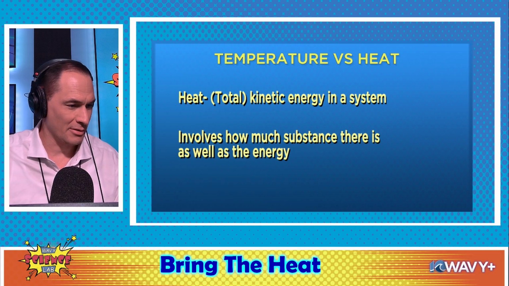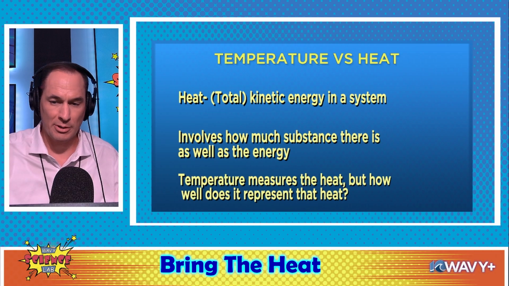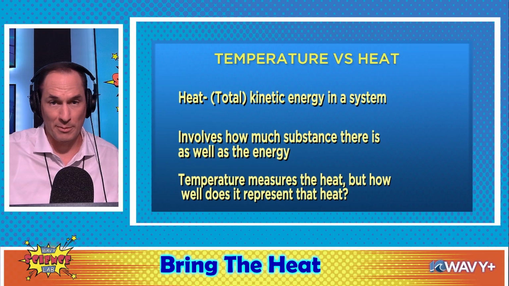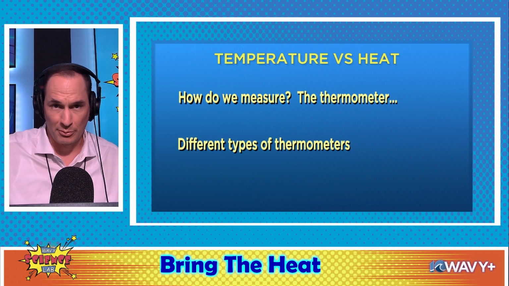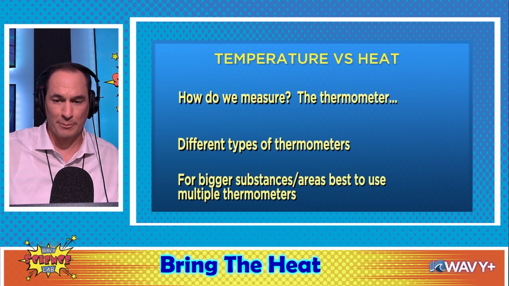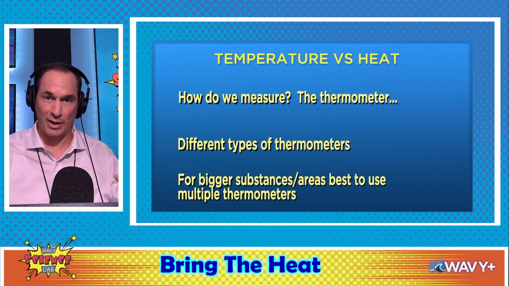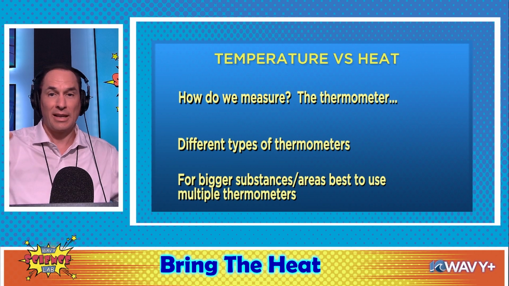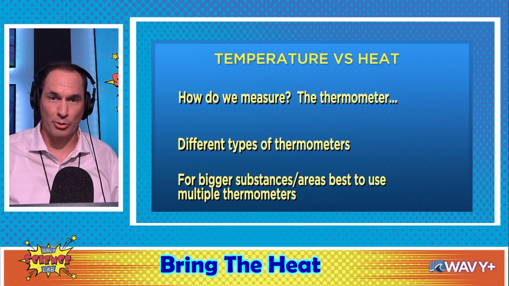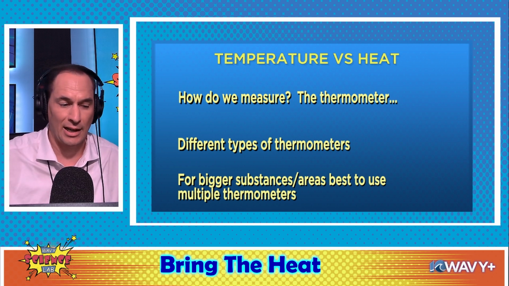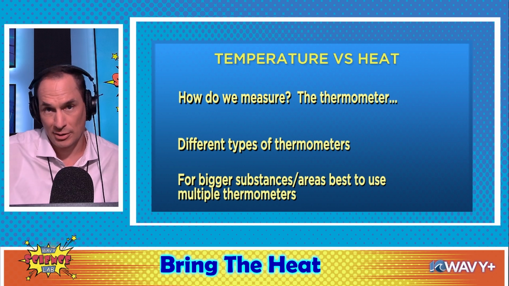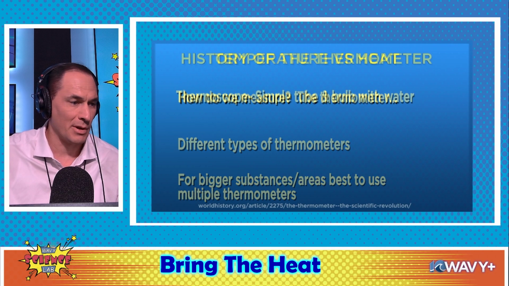So temperature measures the heat, but how well does it represent that heat? We measure it with a thermometer, and there are different types of thermometers. We're going to talk a little bit about that. But for bigger substances, use multiple thermometers, right? If you want to measure the temperature of a big area, then you have more and more thermometers. We have thermometers around this area. The more you have, the better representation you have of that heat, how hot it is outside. And then the ocean as well. You have buoys out there which measure the heat.